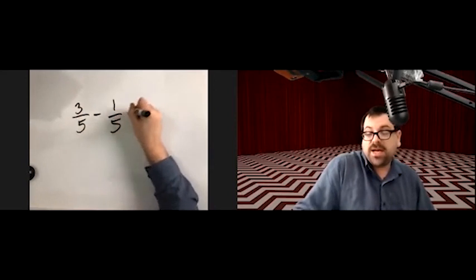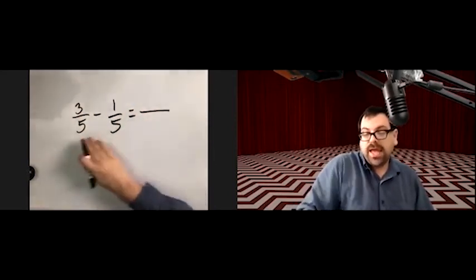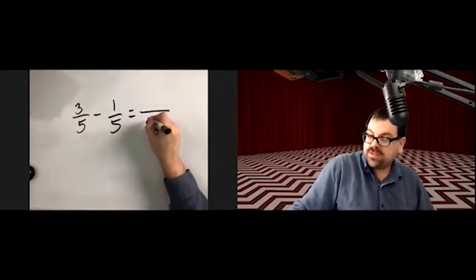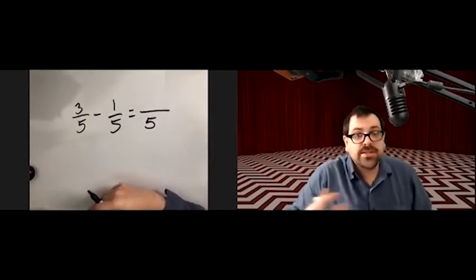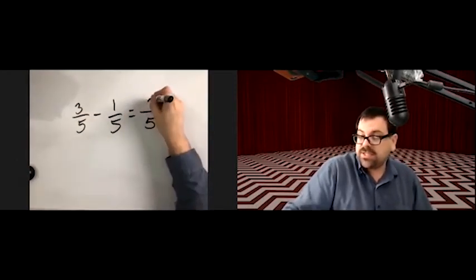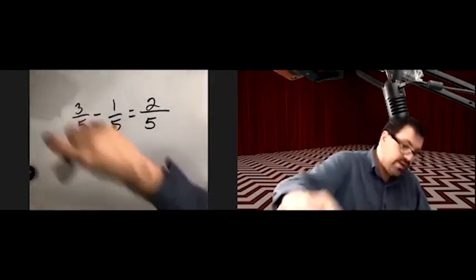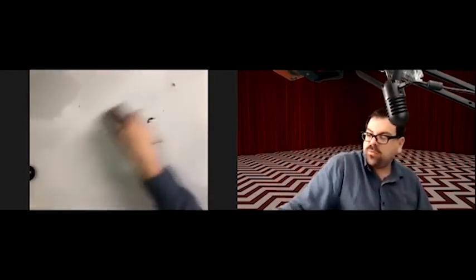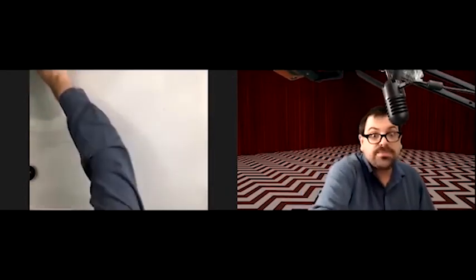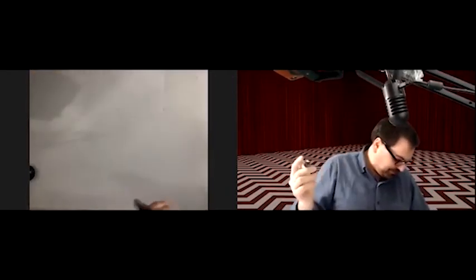We have 3/5 minus 1/5. Again, they're both fifths, which means our answer is fifths. And then we subtract across the top. 3 minus 1 is 2. Let's see how this works out when we bump it up to expressions and not numbers.